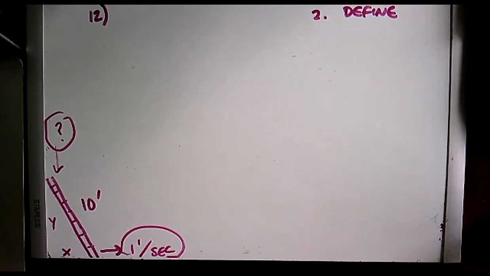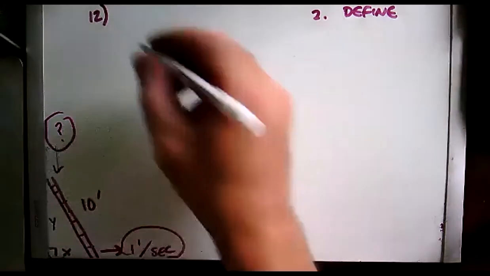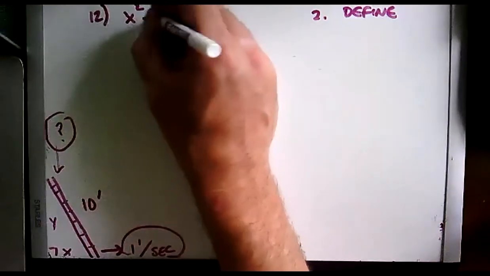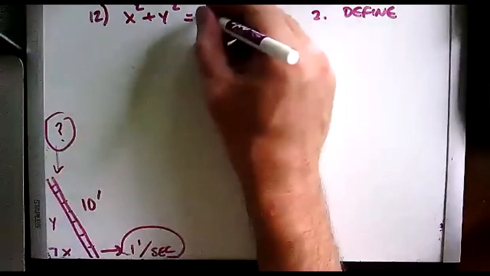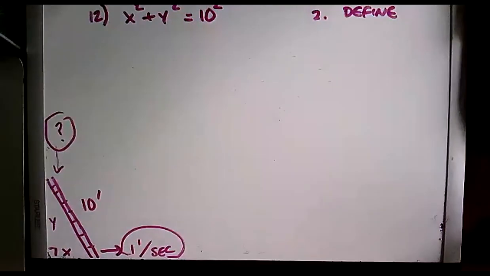So what have we been given here? What do we know without even applying motion? Well, I know that this is a right triangle. And so based on my drawing here, it must be true that x squared plus y squared equals the hypotenuse squared, so equals 10 squared. Okay, that's just a geometric fact. That's the relationship that we're going to base this problem off of.